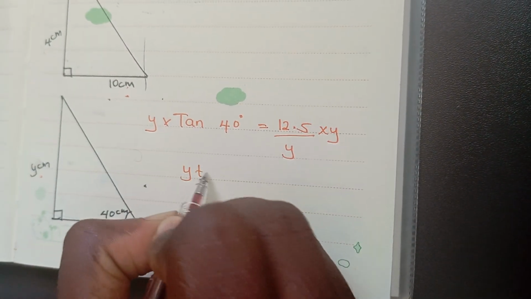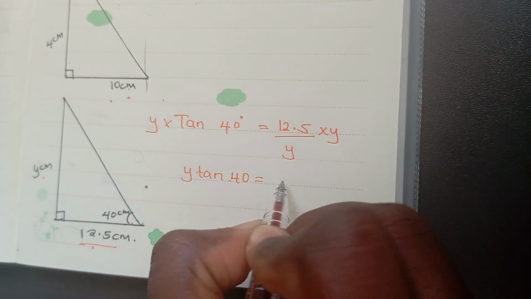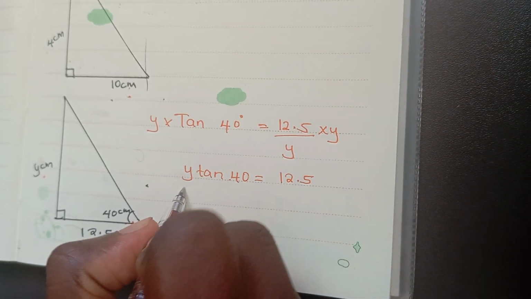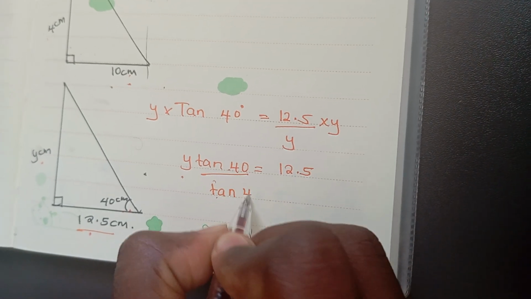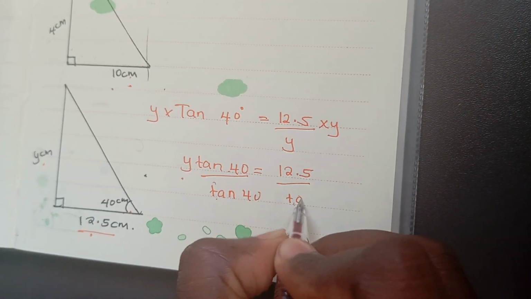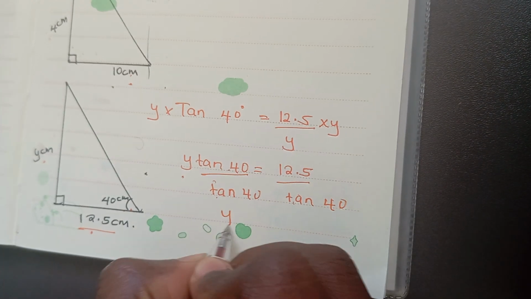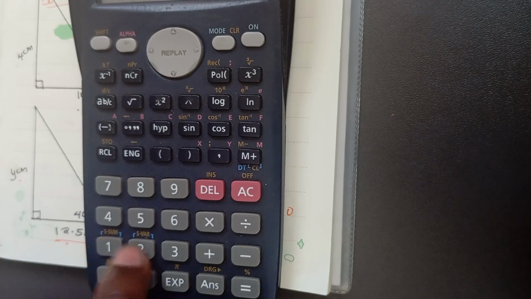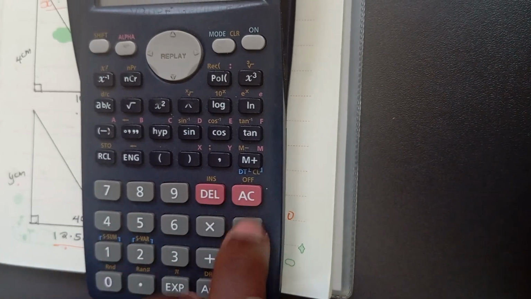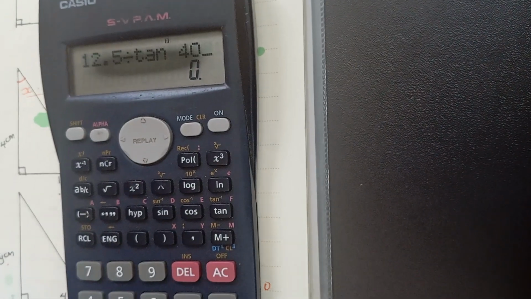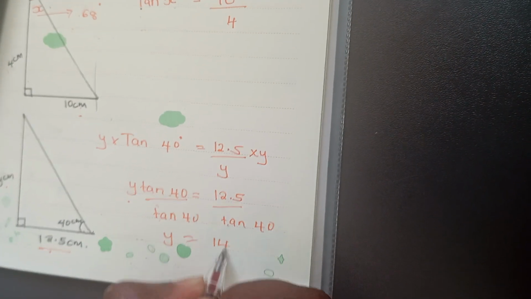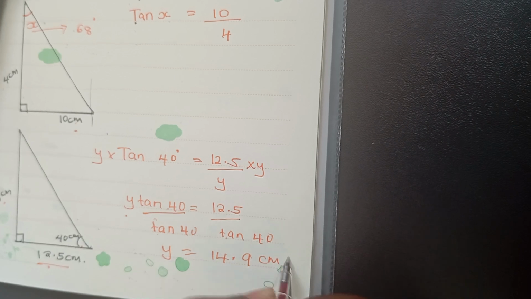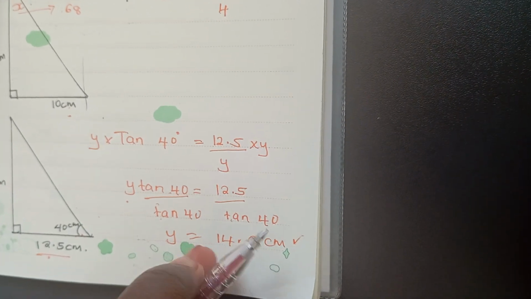So we have y tan 40 is equal to 12.5. We want to get the value of y, so what should we do? We divide both sides by tan 40. So our value of y will be, you just have to press everything in the calculator: 12.5 divided by tan 40, and our answer is 14.9. So 14.9 centimeters.